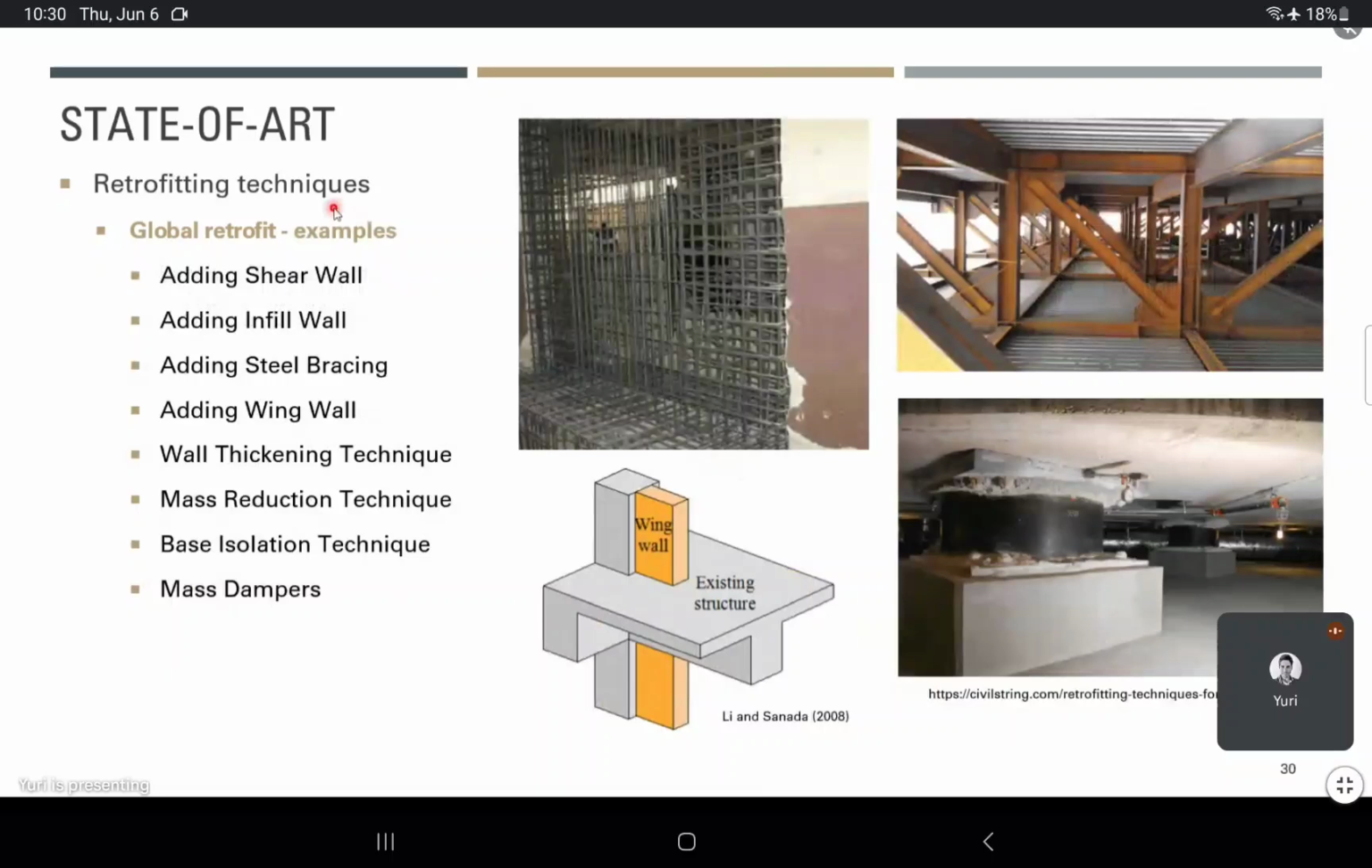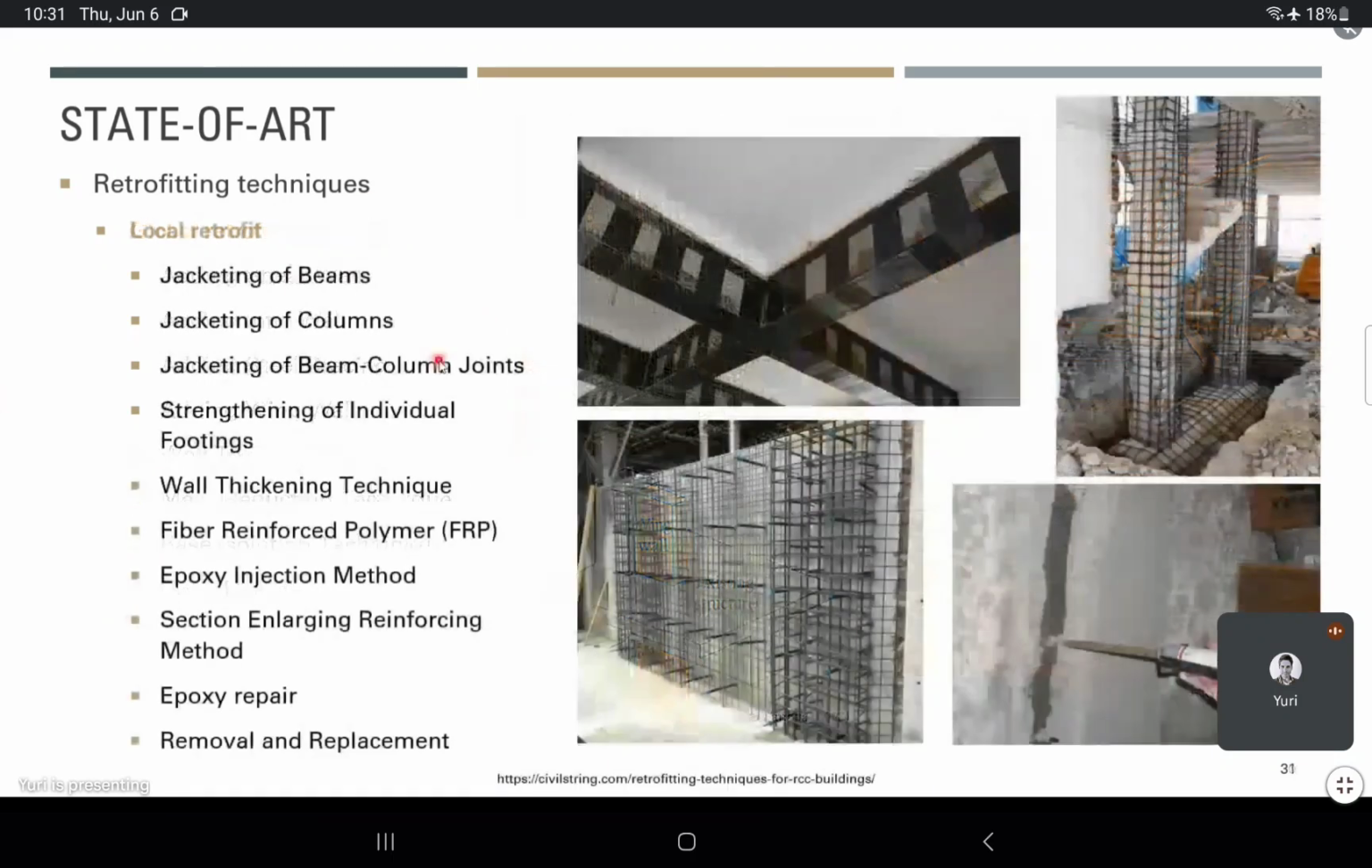Okay. Other techniques, talking about global retrofit: we can add shear walls or bracing, mass dampers, base isolation, wing walls. All these additions can either make the building have more strength towards lateral loading or decrease the seismic demand of the building. Okay, these are global retrofit examples. In local retrofit examples, we talk about retrofitting local members. We don't add new ones. Okay, so whenever we do that, we change the dynamic response of these local members.